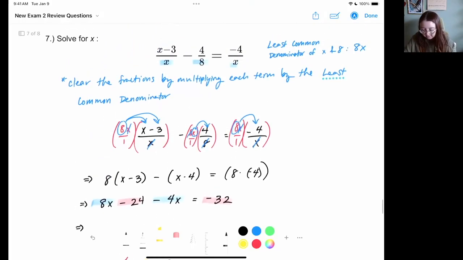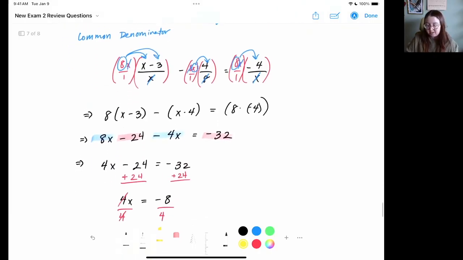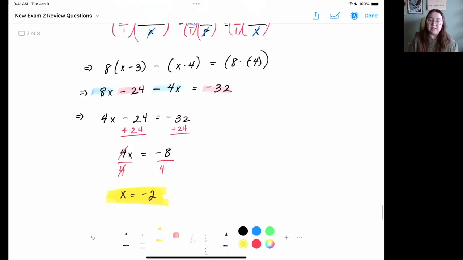The key thing that we had to do here was clear the fractions. We cleared the fractions by multiplying everything by the least common denominator, which happened to be 8x. Then we canceled out everything that we could and multiplied everything together in order to get a simpler equation that was easier for us to solve.